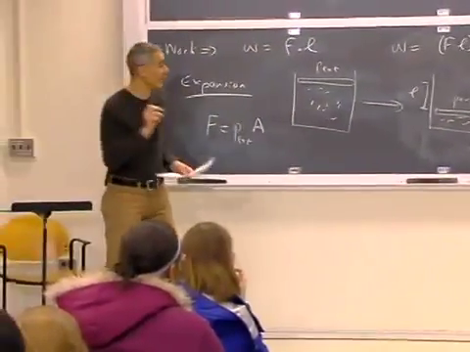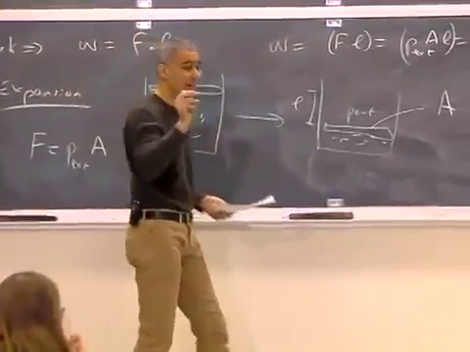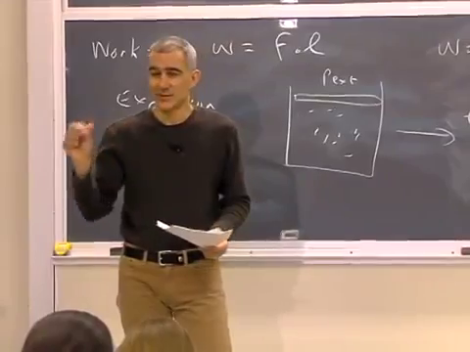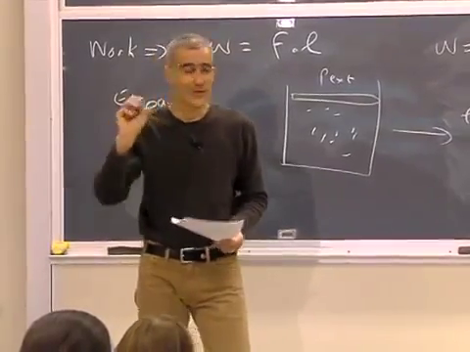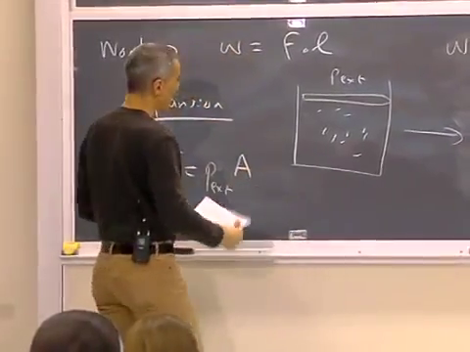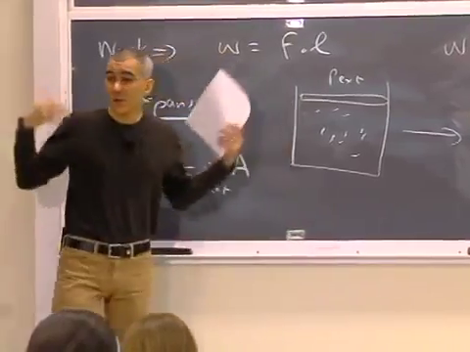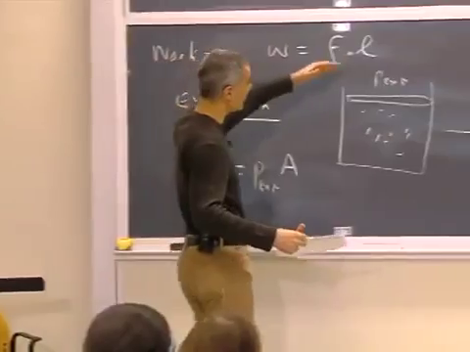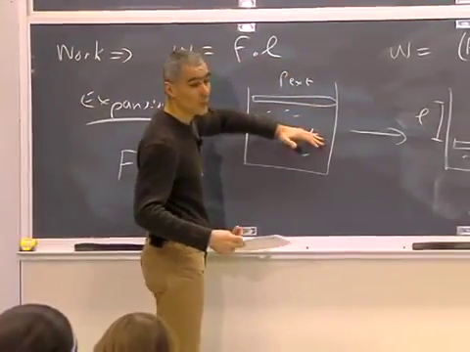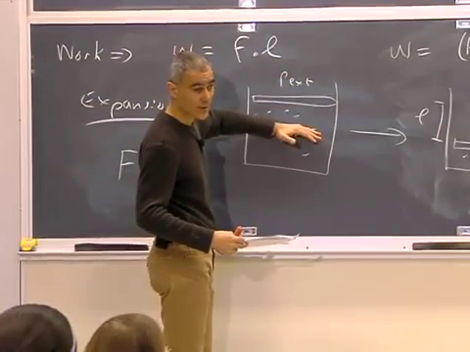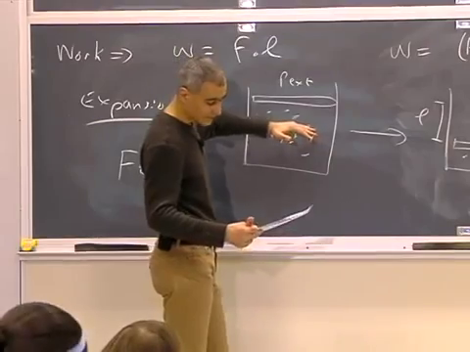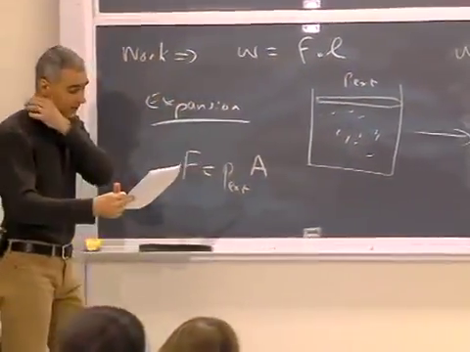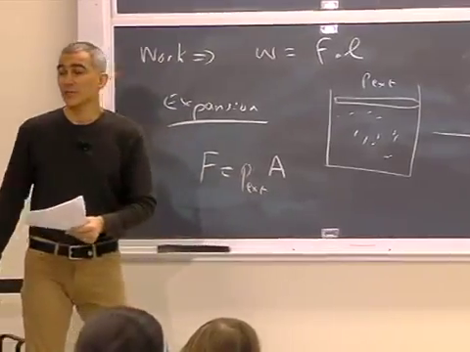OK, but we need a convention here. The convention, and then we need to stick to it. And this convention, unfortunately, has changed over the ages. But we're going to pick one, and we're going to stick to it, which is that if the environment does work on a system, if we push down on this thing and do work on it to compress it, then we call that work negative work.